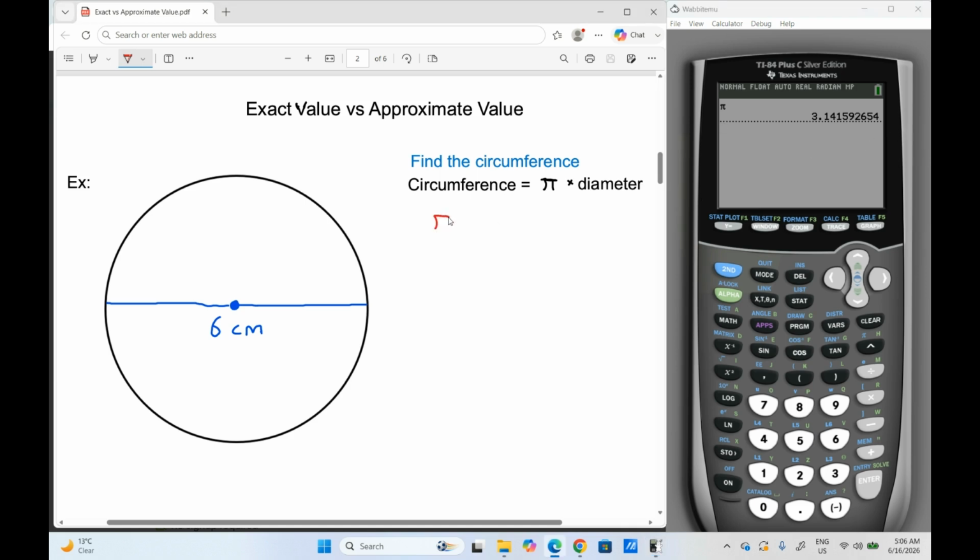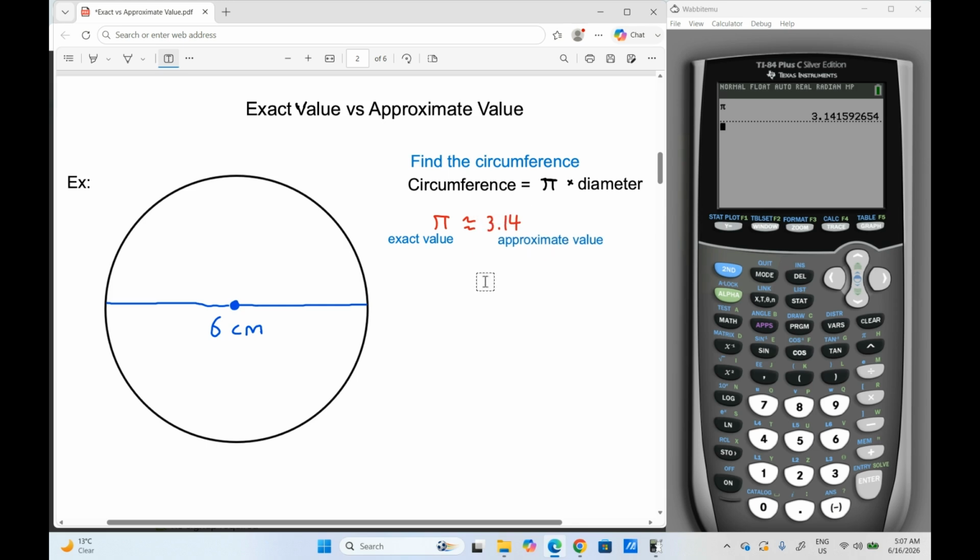So pi is approximately 3.14, right? You probably heard that before. The 3.14 is the approximate value of this irrational number. Meanwhile, this pi symbol is the exact value, right? So this is the exact value right here for pi, and the 3.14 would be the approximate value.